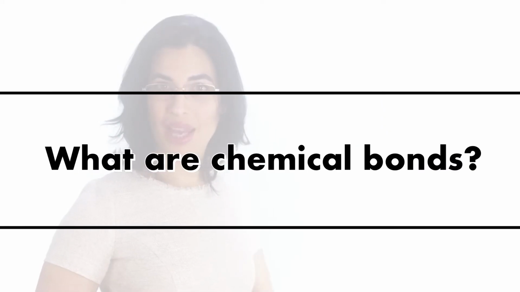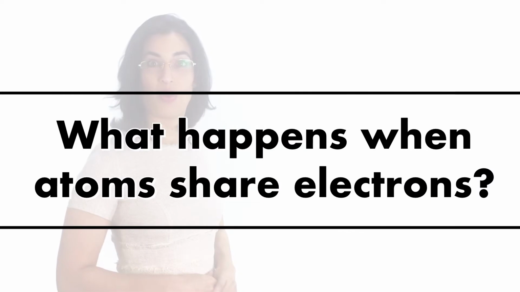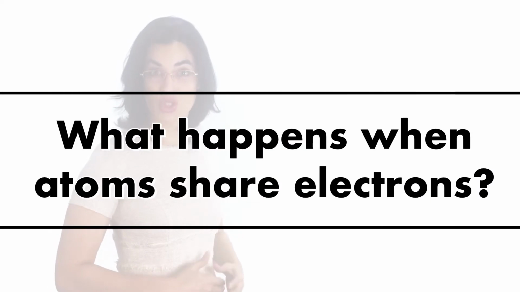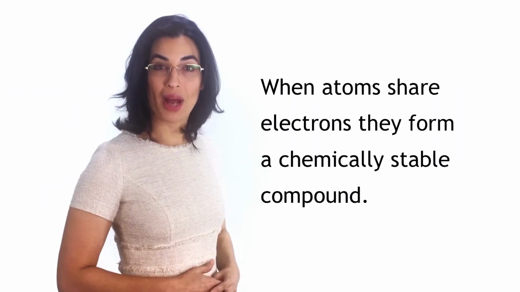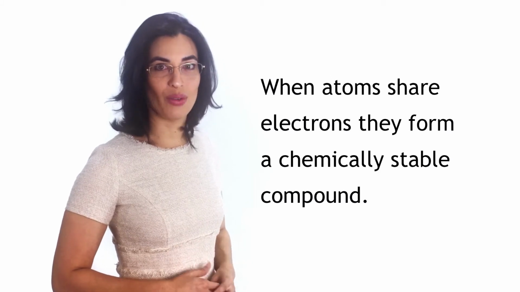What are chemical bonds? A chemical bond joins atoms together. A chemical bond is the force that holds atoms together in a compound. One way that atoms can form bonds is by sharing valence electrons. What happens when atoms share electrons? They form a chemically stable compound.